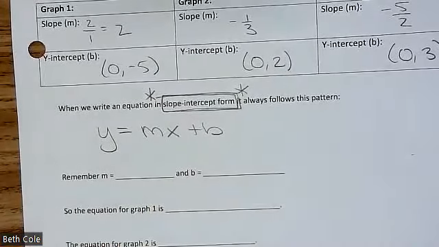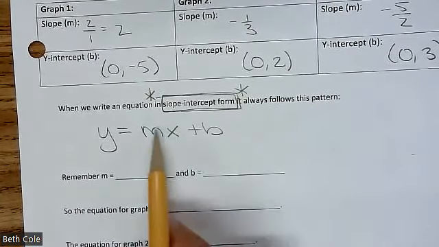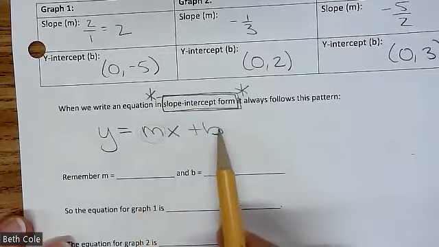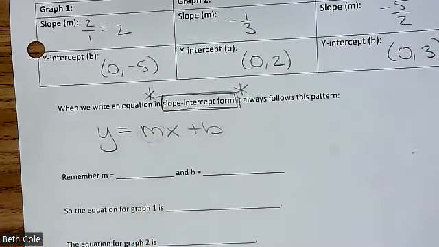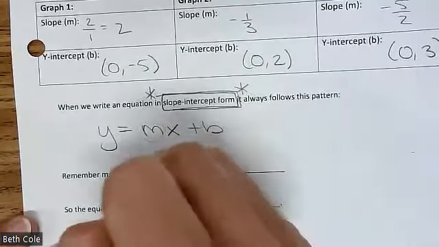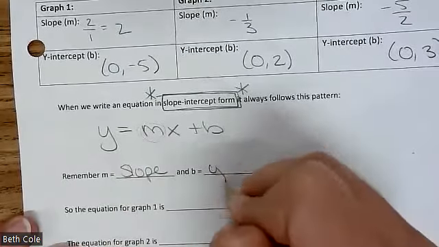Did you do that in math 8, or is this totally brand new? You did that. Like vaguely? Sort of? Okay. Y equals mx plus b. So m is the slope. So your slope goes right here, and b is the y-intercept. Your y-intercept goes right here. So m is slope, and b is y-intercept.